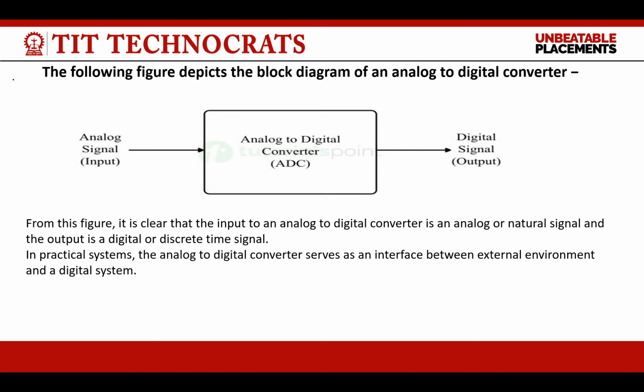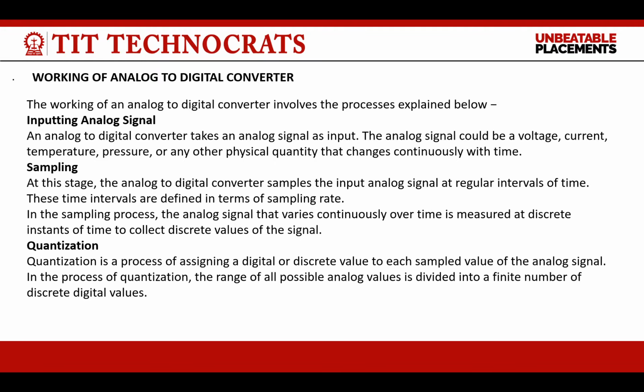From this figure, it is clear that the input to an analog to digital converter is an analog or natural signal and the output is a digital or discrete time signal. In practical system, the analog to digital converter serves as an interface between internal environment and a digital system. Working of analog to digital converter. The working of an analog to digital converter involves the process explained below.